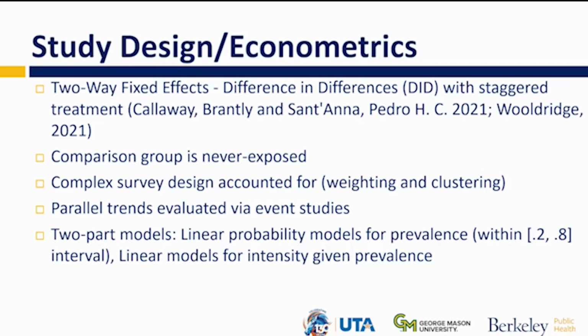And we used a 2-part model. So we had a linear probability model, just an OLS with a dummy variable on the end to predict whether you were in or not. And it's okay if you have between 0.2 and 0.8 as your dependent variable. And then also linear models for intensity given prevalence.